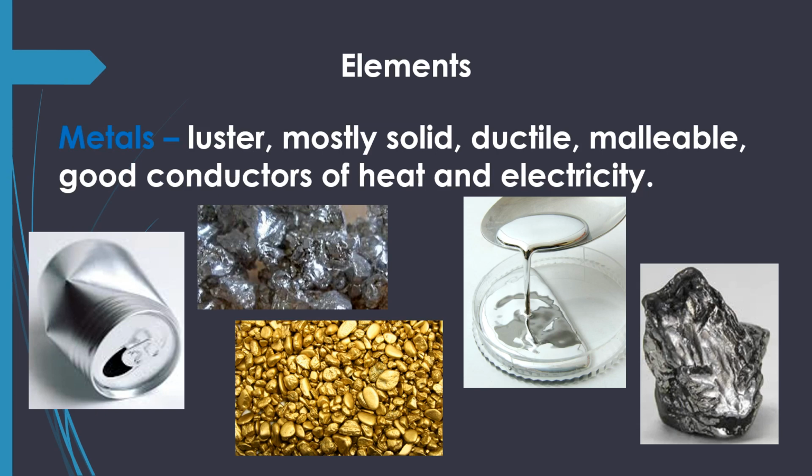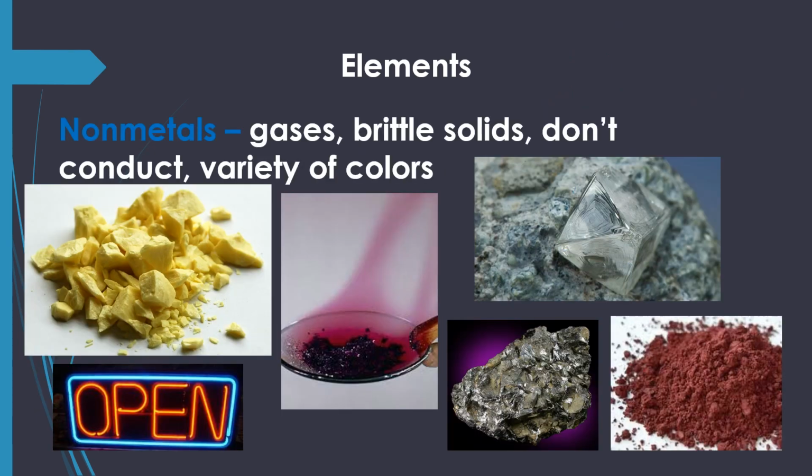Metals tend to have luster. They're mostly solid. They're ductile, which is a word that means you can pull them into wire. Malleable means you can hammer it with a mallet and sort of make them shape. They're good conductors of heat and electricity, which is why we use them in wires. Those are properties of some metals. So again, on a test, I might say, which of these is a metal property or something? Non-metals are gases. They're brittle solids. They don't really conduct, and they come in a variety of colors, whereas metals are pretty much silver or goldish.